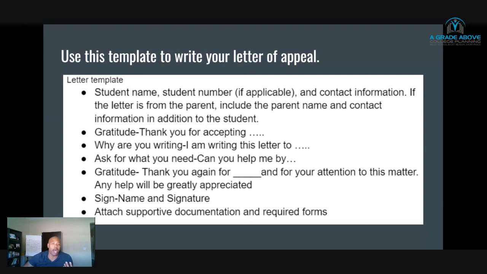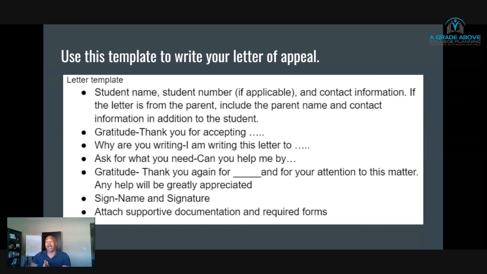Ask for what you need. Can you help me buy? Be direct, be specific. What do you need? What are you asking for? And then gratitude again. Hey, thank you again for your attention to this. Thank you again for acknowledging my situation. Any help would be greatly appreciated. Then sign, signature, attach supportive documentation, and any other required forms that the university would require.